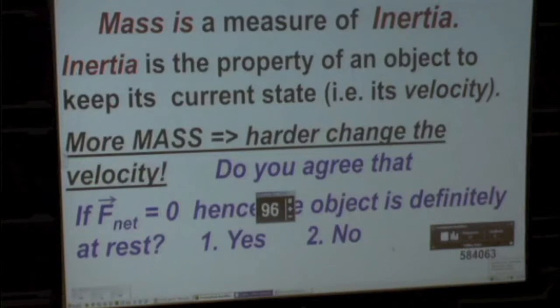I want to thank everyone who sent me questions. I've got many questions and I have to be fast enough to cover all questions sent to me. So, this question is directly related to one of the questions I received from some of you. Do you agree that if the net force is 0, the object is definitely at rest?